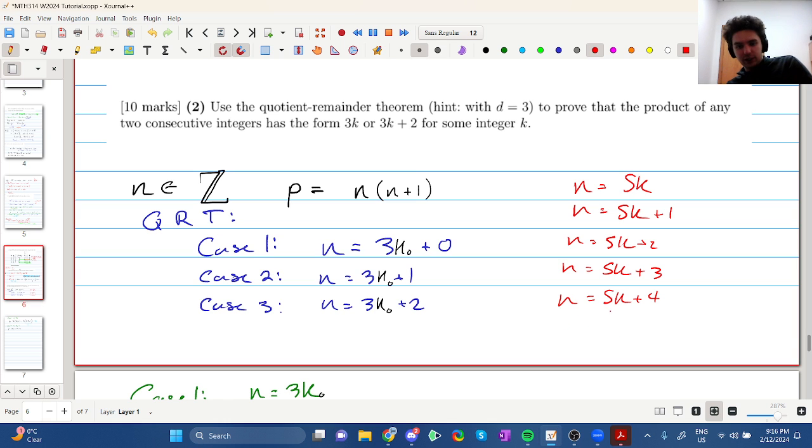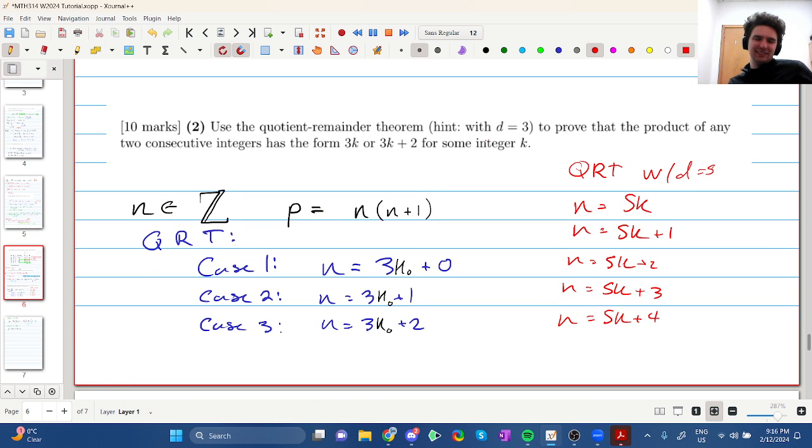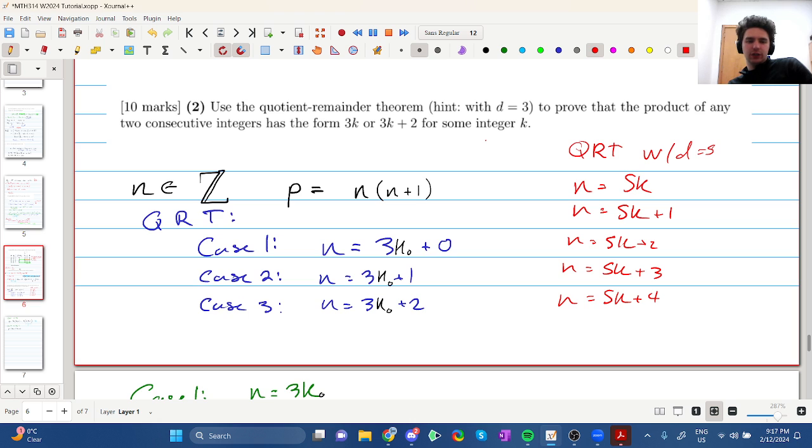And that's it. You can't go further because then N equals 5k plus 5. No good. That's still a multiple of 5, so that's back to case 1. There's no other case. So this is QRT with D equal to 5. This is, hint, D equals 3. So they tell us to use D equals 3, and they'll give you the hint. Knowing to do that is a little tricky, but the 3 kind of gives that away here, because you need to have 3 times an integer. But it's not necessarily always the case.